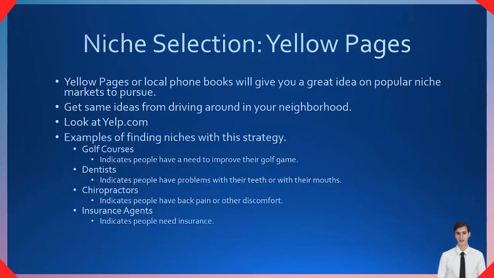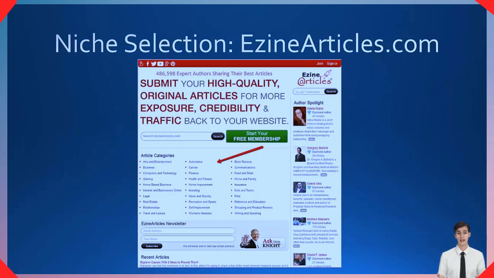Insurance agents indicates people that need insurance. They need help. Therefore, you could do a blog that generates leads for insurance companies, and you get paid maybe $1 a lead or $5 a lead, $10 a lead, or you get paid a certain commission. You can become an affiliate, again, for getting insurance quotes for people.